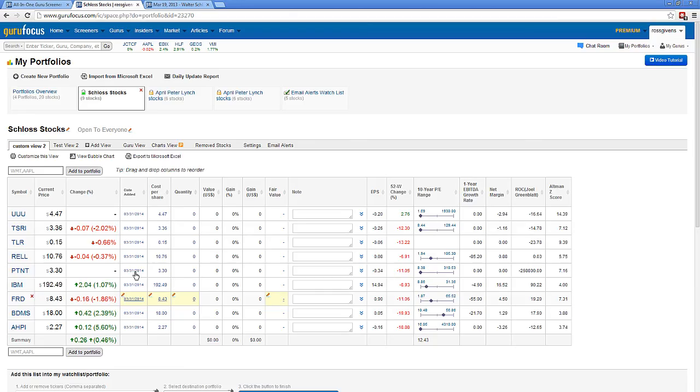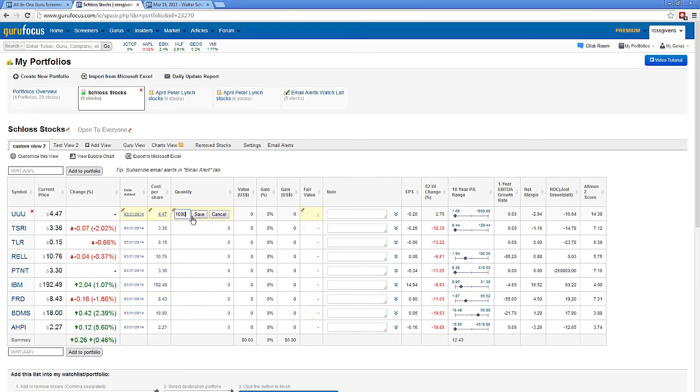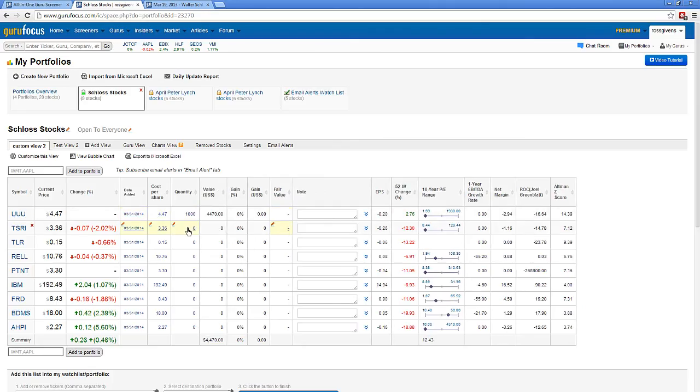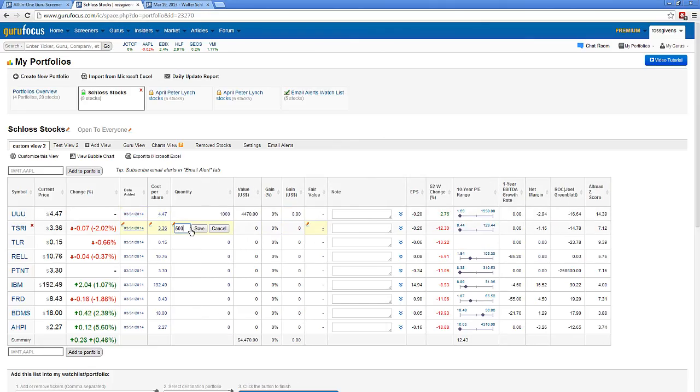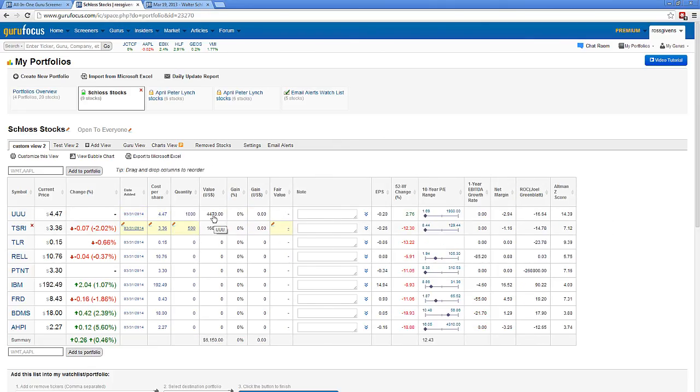So if you want to buy all these today at current prices, say you want to pick up 1,000 shares of this, you want to pick up 500 shares of this, whatever that may be, you can save them and it's going to automatically track the value as well as percentage and dollar gains.